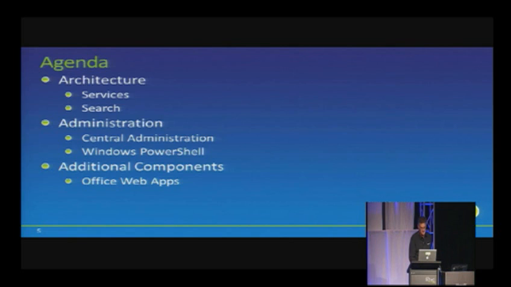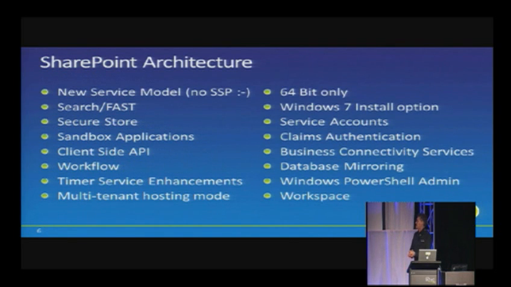So moving right along. SharePoint architecture. There are a whole bunch of things. These are just a number of things I pulled out that I thought, gee, these things are all quite different from 2007. And so as I mentioned, the new service model, so there's no SSP anymore in SharePoint, which is great because that was the bane of our stability problems with the old version of SharePoint. Big change to the search architecture, including adding of FAST functionality. There's a new secure store, which replaces the old SSO.